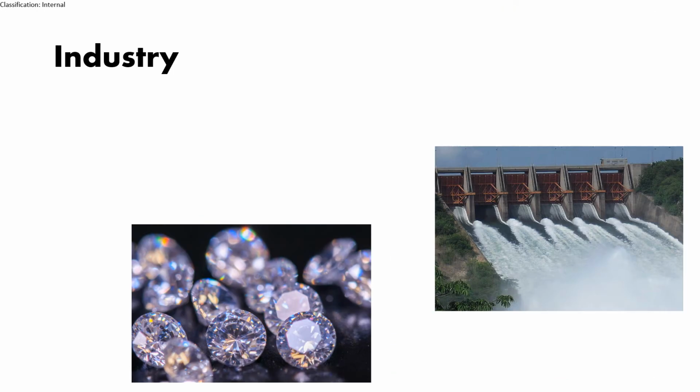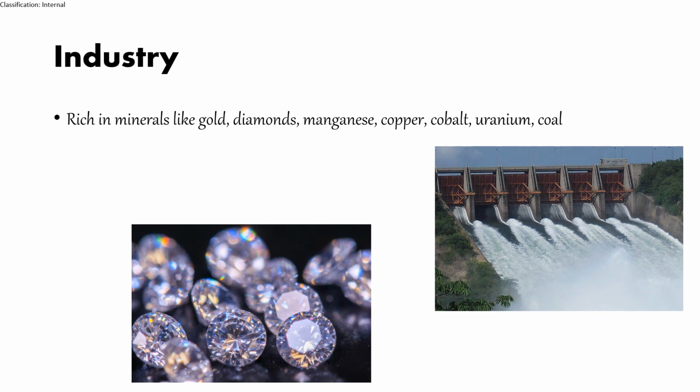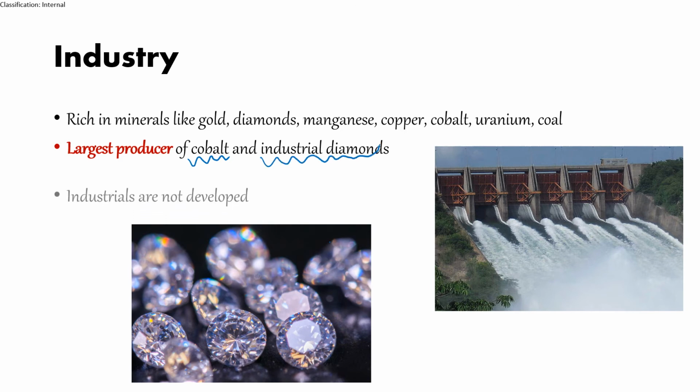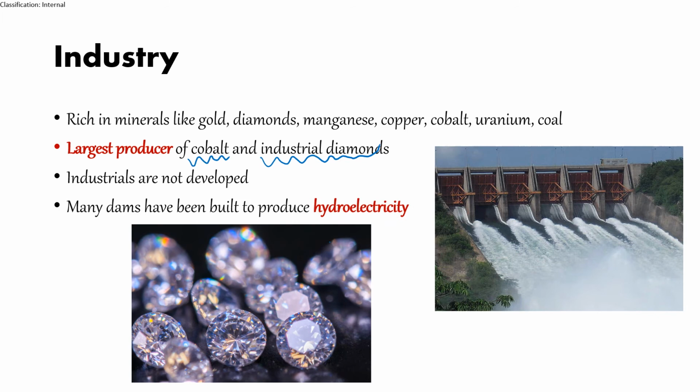Industry. The Democratic Republic of Congo is rich in minerals like gold, diamonds, manganese, copper, cobalt, uranium, and coal. It is the largest producer of cobalt and industrial diamonds. These industries are not developed here, and so most of the minerals are exported. A large number of dams have been built to produce hydroelectricity.